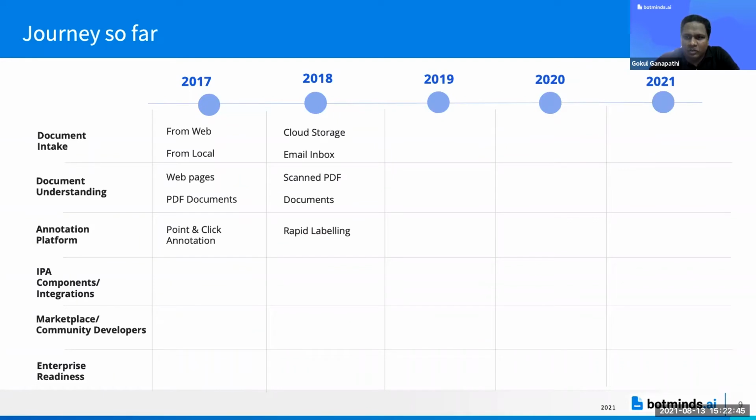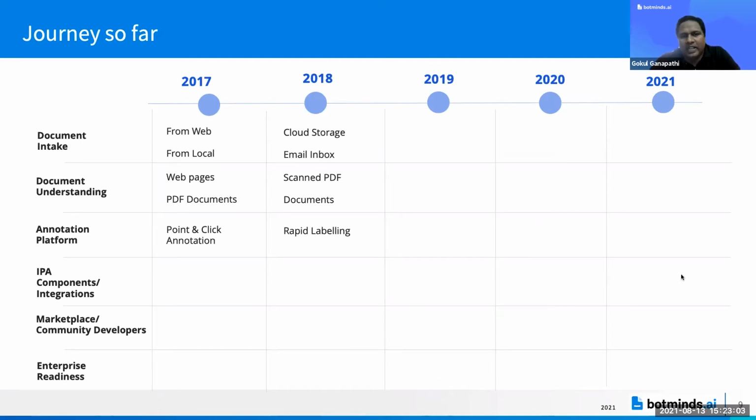And then annotation, creating the data set so that a well performing AI can be built. It's taking time, so how can we improve? We launched our rapid labeling component, so you don't have to do tagging painstakingly for days. You can do it using commands. All those things we introduced in 2018.